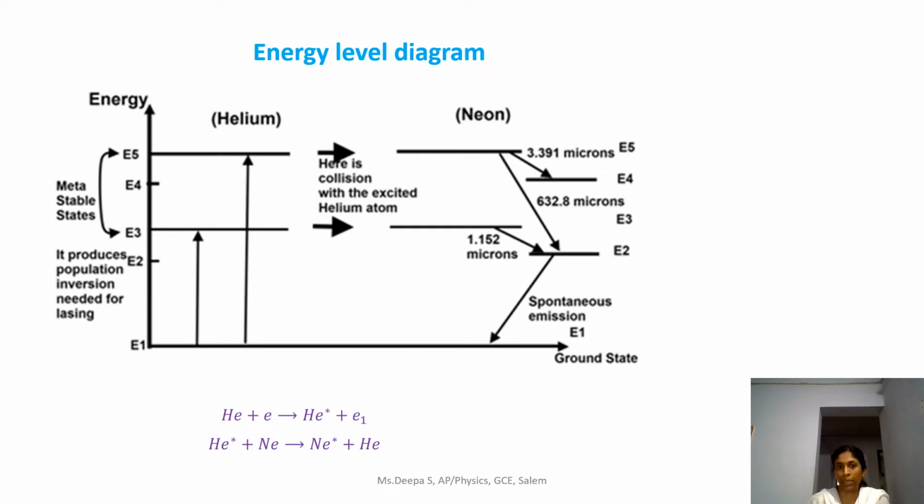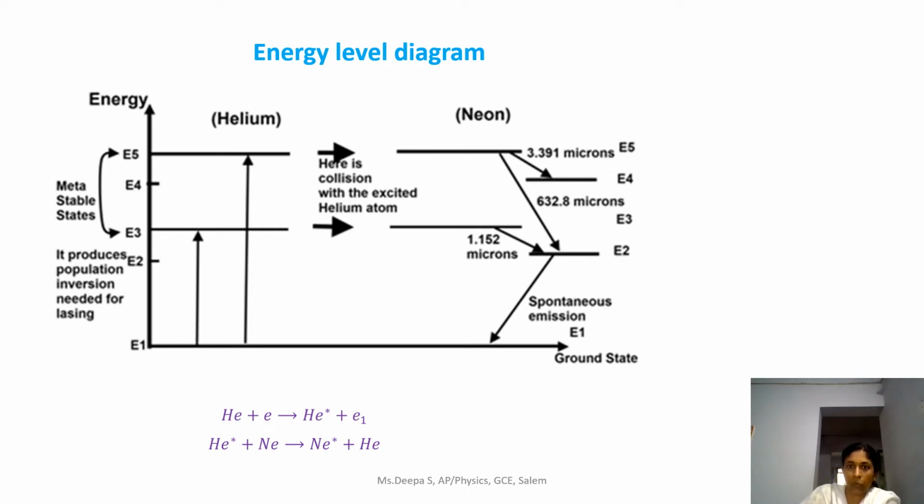This electron initially collides with the ground state helium atom and excites the helium atom from the ground level E1 to the excited levels E3, E4 and E5. This excited helium again collides and transfers its energy to the neon atom, which is in the ground state. The neon atom takes this energy from the helium and goes to the excited state E5. In the excited state, it can't sustain for a long time. From this, it emits spontaneously to the E4 level, E3 level, and E2 level, and again transfers to the ground level E1.